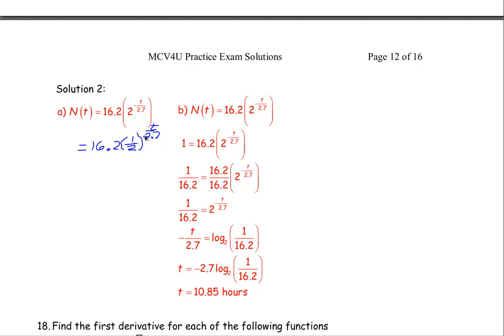Remember that 2 to the power of negative 1 is the same as a half. So that's why these are equivalent. So that's another way to write that. To solve question B, we'll use this form and put 1 in place of n of t, and you can work through all the math here. You again get 10.85 hours. The solving is quite similar to the first one.